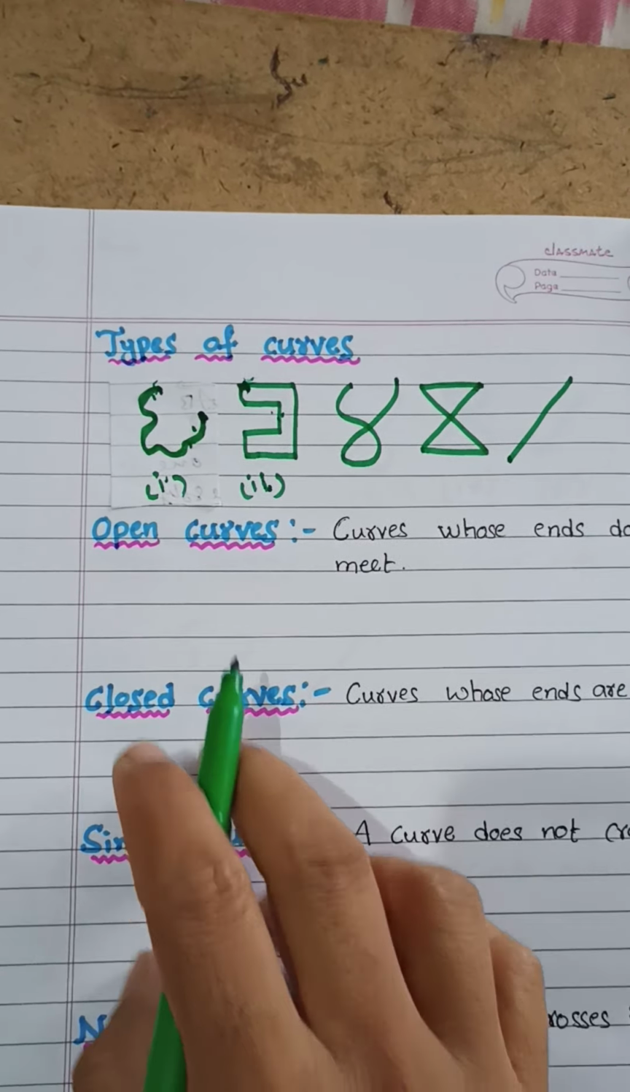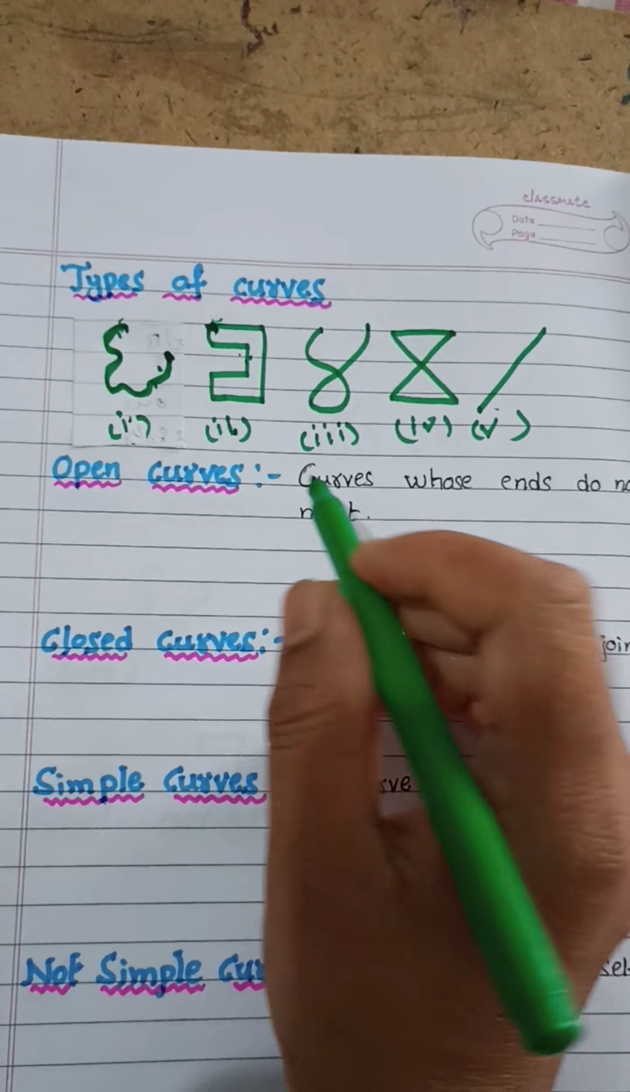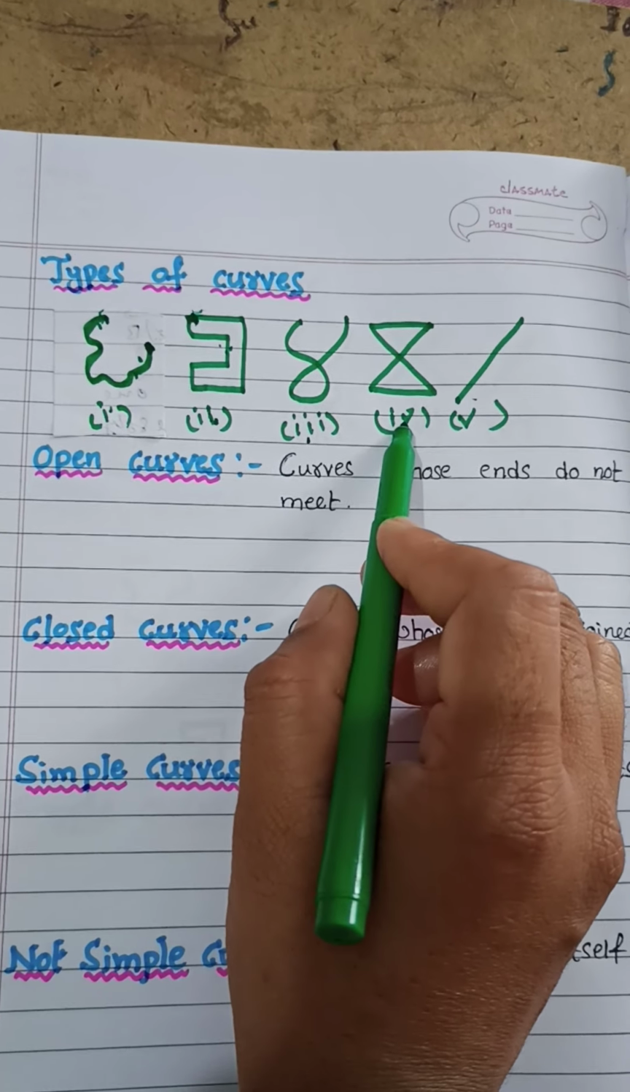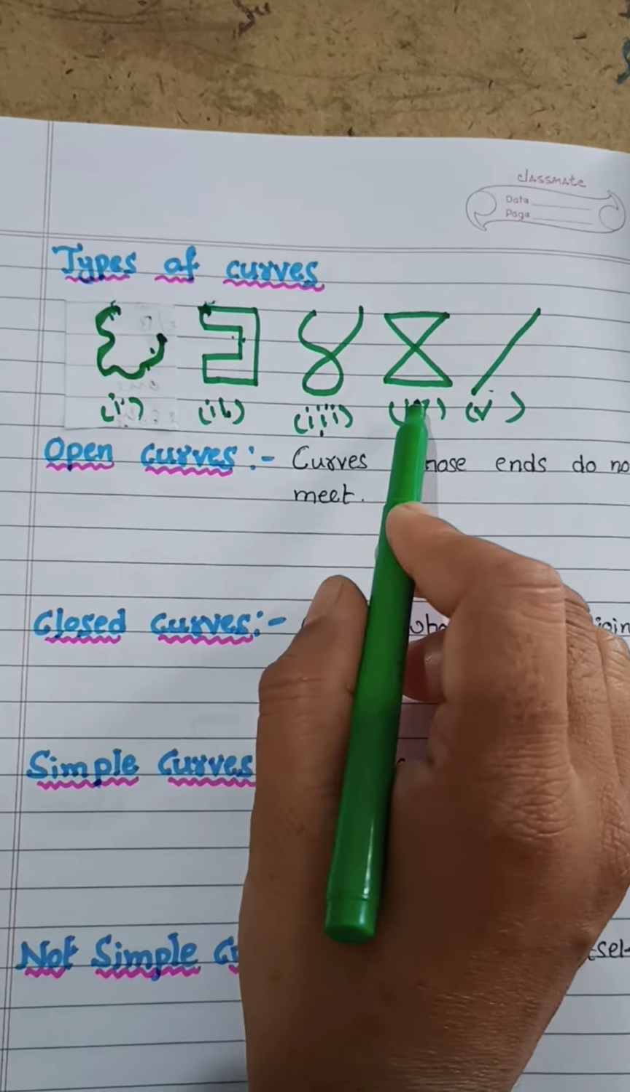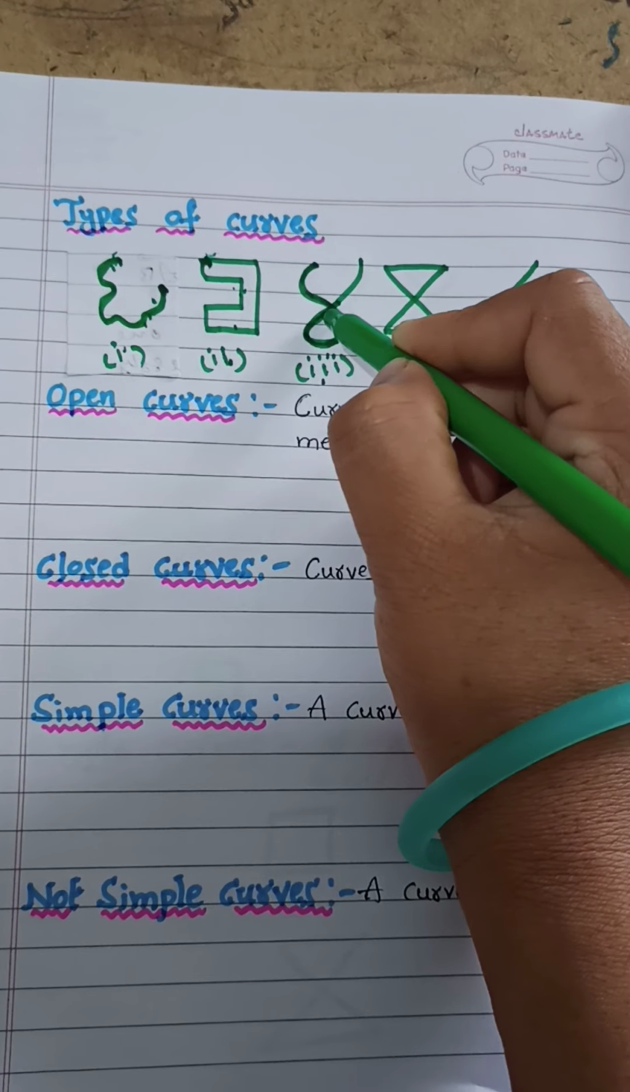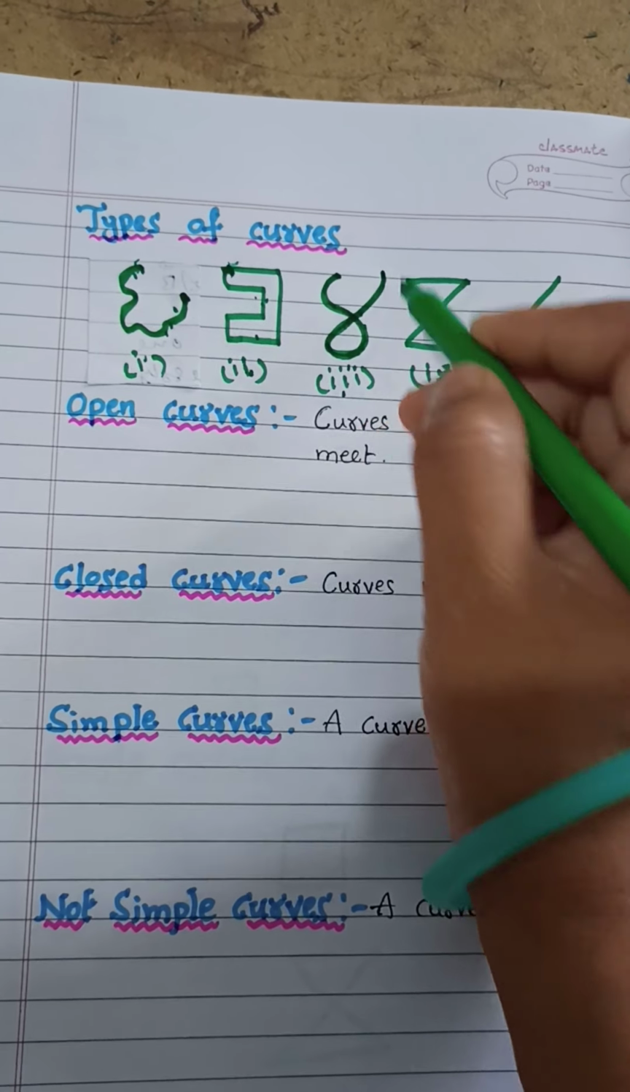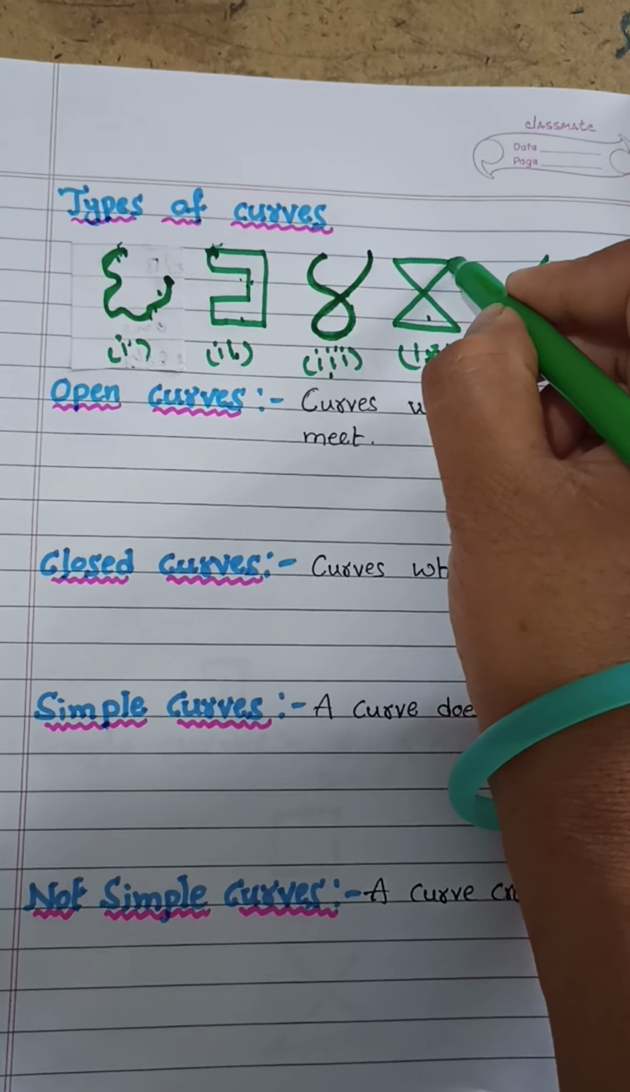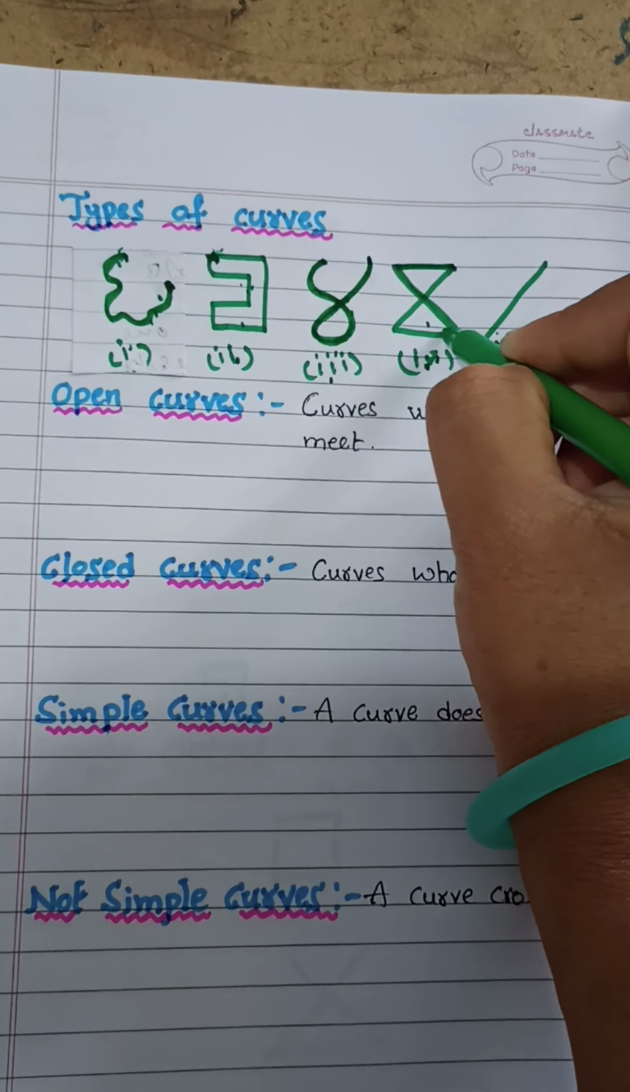Here we can see the third one and fourth one. The third and fourth curves are different from the other curves. See, third and fourth are different from first, second and fifth. What is the difference here? The difference is, see children, while I am drawing the third curve, it crosses. See here, it is crossing. It crosses itself.